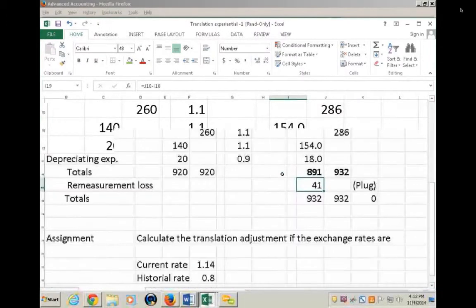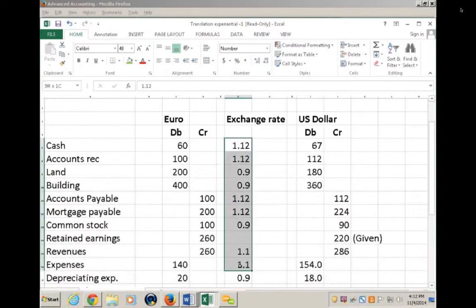The only question I would have if I was reviewing this as an auditor is I would question these rates. I have two questions actually about the rates. Are you applying the right rates to the right accounts? And are these rates even correct?